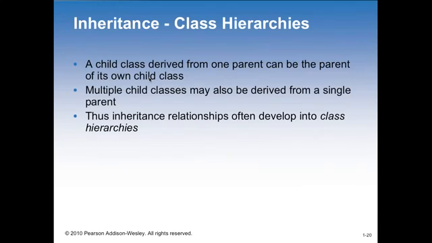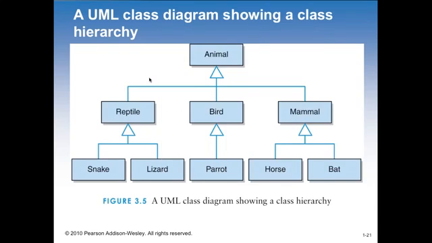So child classes are derived from parent classes, and a child can be a parent and have its own child. So every parent can have a child, every child can be a parent. So it kind of goes down linearly. Multiple child classes may also be derived from a single parent. So we have one single parent mammal, and then we have a horse, a dog, a human, all these different types of mammals that might be inherited from that. Thus, inheritance relationships often develop into class hierarchies by definition. So that's what we mean by class hierarchies.